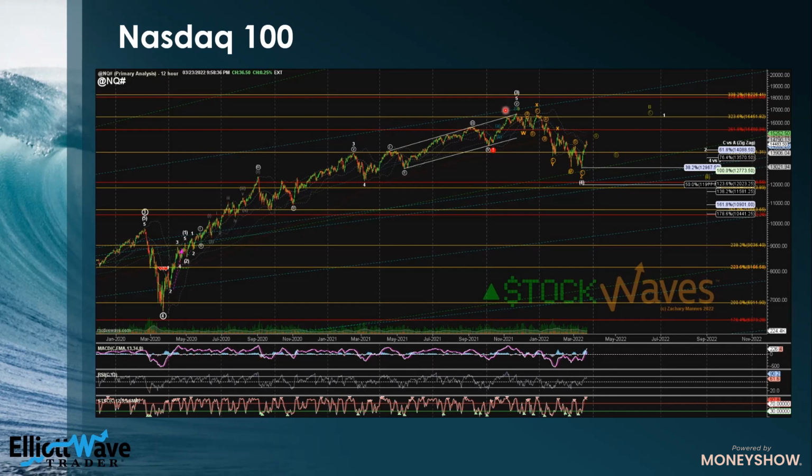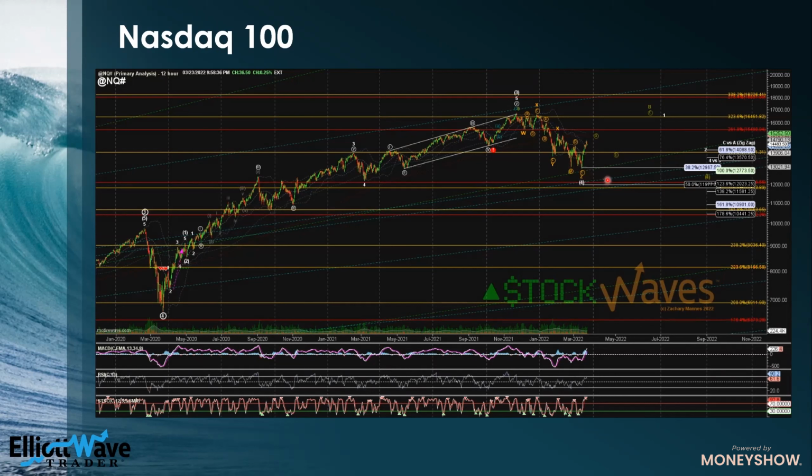This is indeed what happened, and we saw a very sloppy corrective wave structure that ended up bottoming recently here in March of 2022. And we had a lot of signs from a lot of different markets, from the equity markets, from individual names, from the volatility markets, that were really giving us a good signal that we were really near a bottom. And so we were looking for the pattern to complete in the March of 2020 lows.